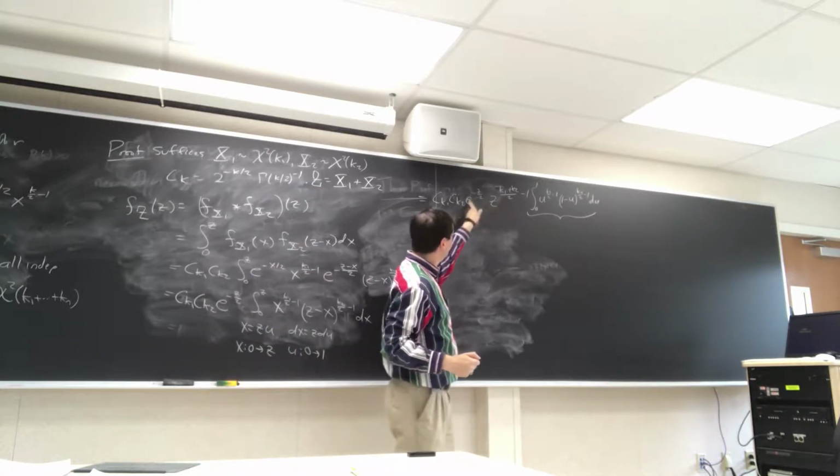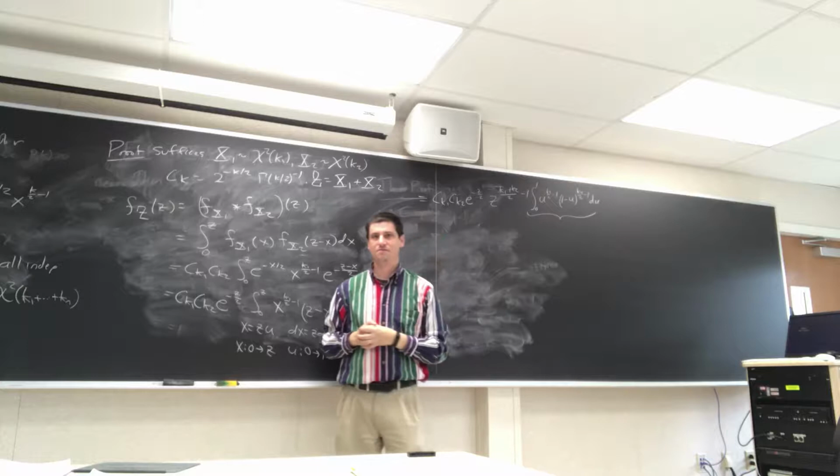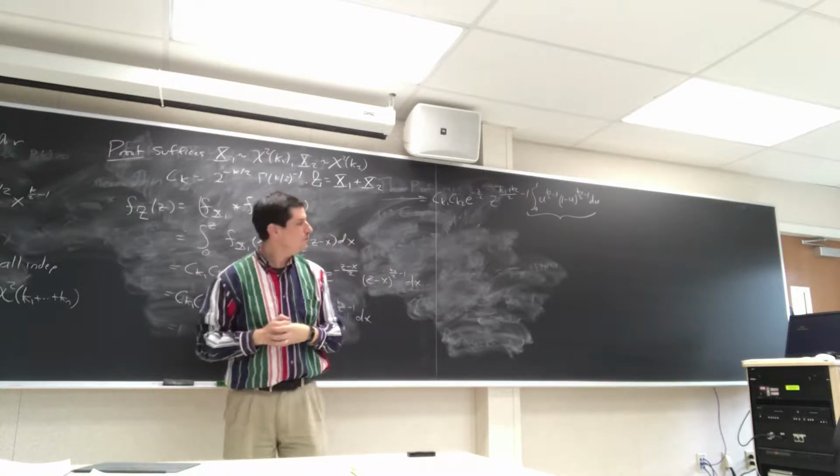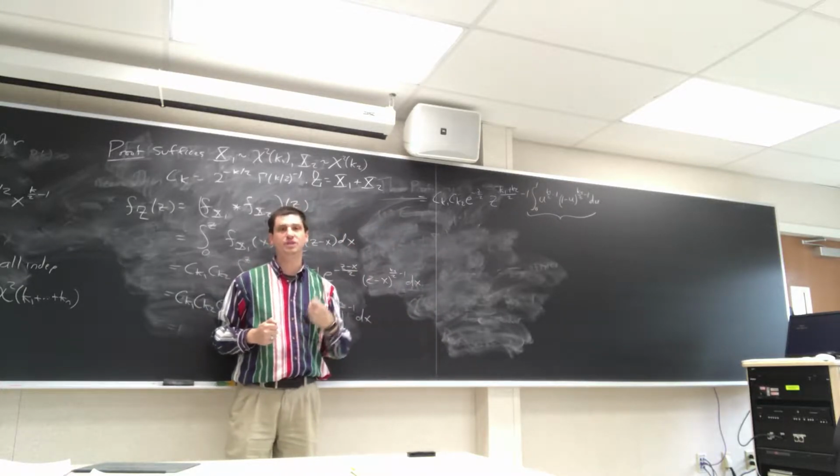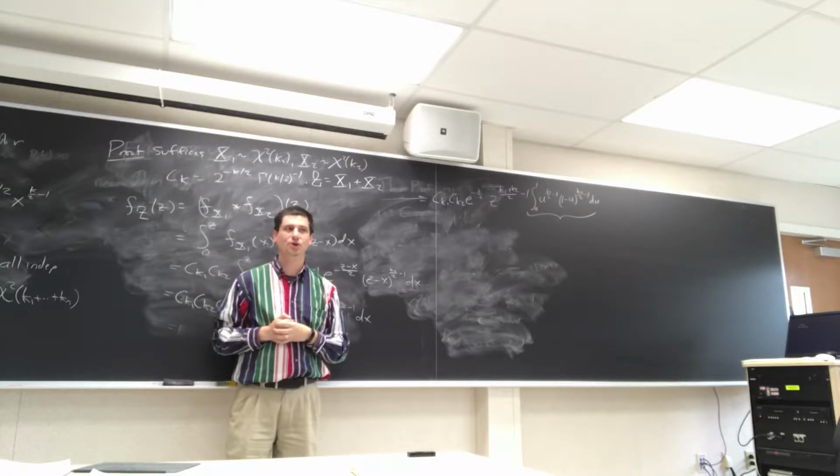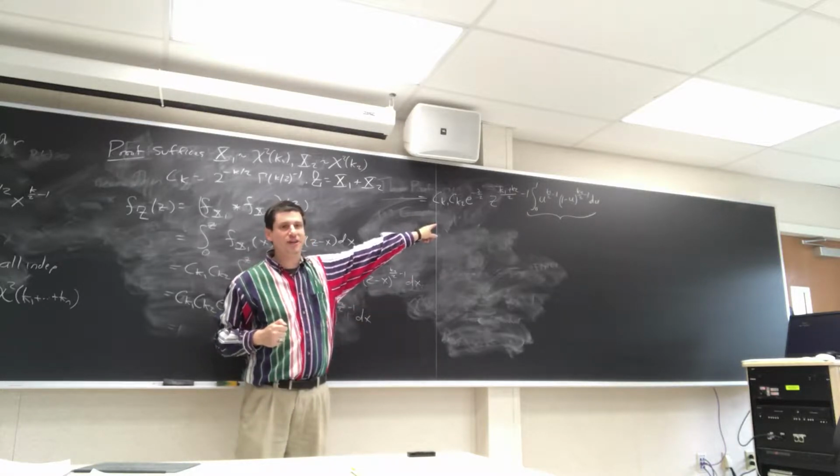What does this function look like here? What does this look like the density of? The normal distribution? Not the normal. Normal would be e to the negative x squared, or e to the negative z. So it's not the normal. What random variable does this look like?